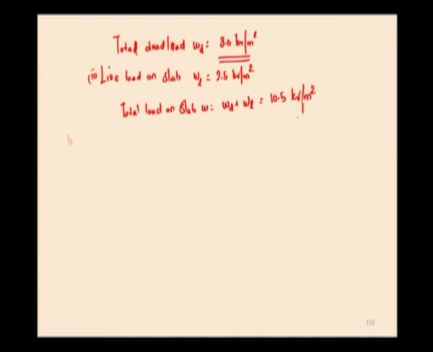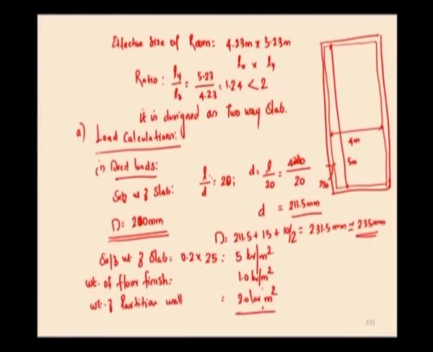Next, second step, bending moment calculations. So since it is a two-way simply supported slab, the moment has to be calculated from Table 27 by using the moment coefficients for the respective value of Ly by Lx. Ly by Lx here is 5.23 divided by 4.23, that is equal to 1.24, that we have found at the beginning.